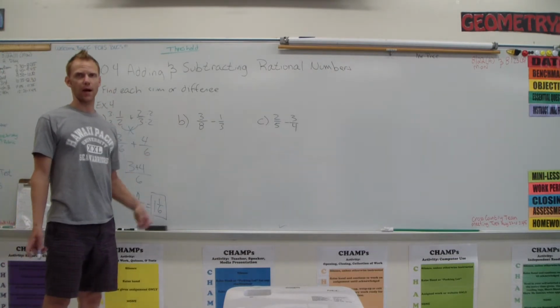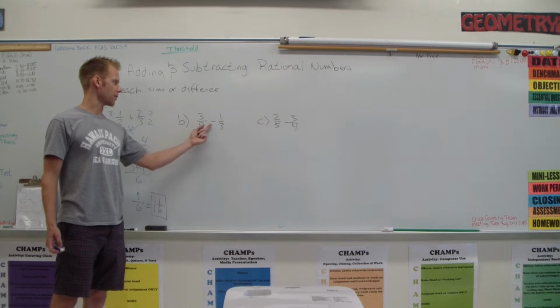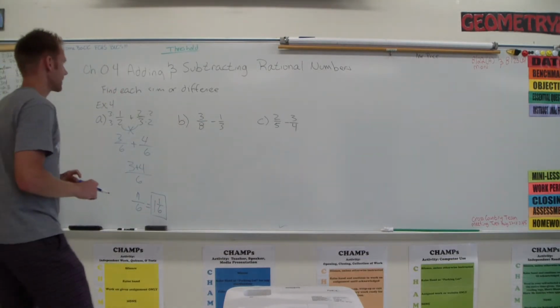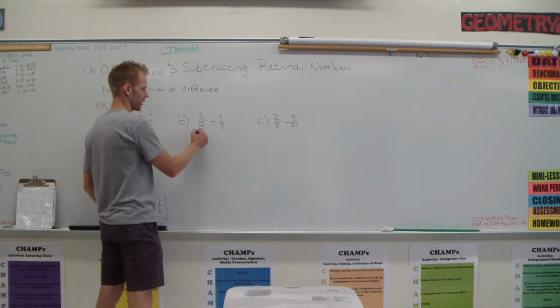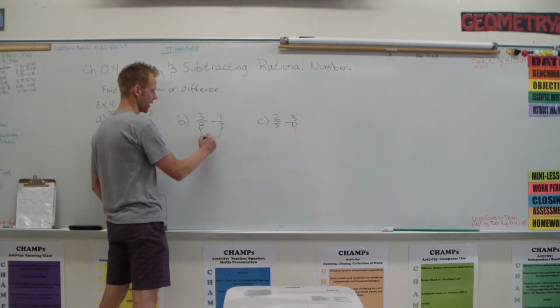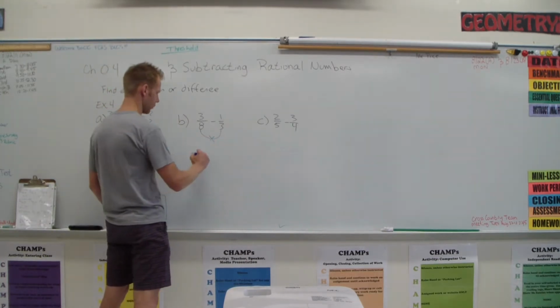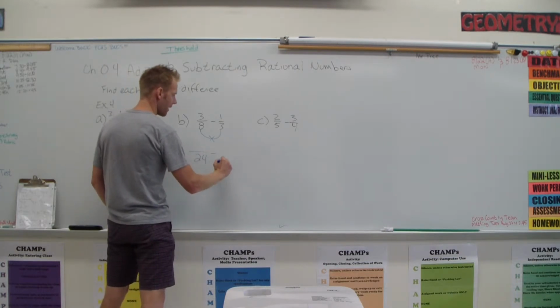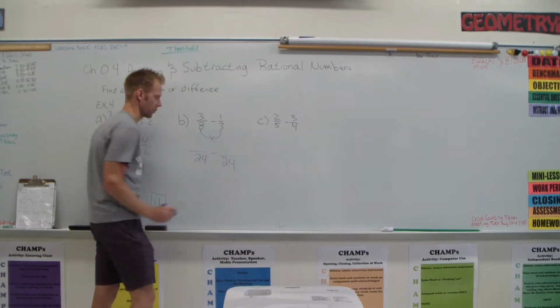Let's take a look at another problem. I have 3/8 minus 1/3. 3/8 minus 1/3. Okay, we're going to start off the same way. We're going to create a common denominator by multiplying these two together, and you get 24. 8 times 3 is 24. Now I have a denominator of 24.